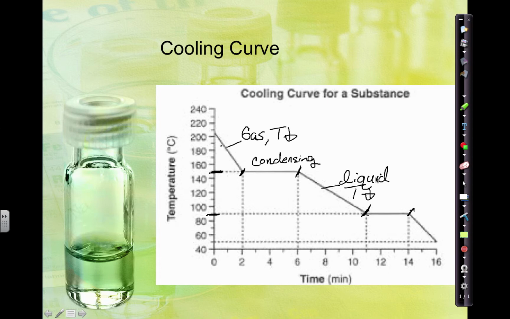So since I'm going from a liquid to the next state down, that would be a solid, I should be freezing at this point. So the freezing point should be 90 degrees Celsius, and it's also going to be the melting point. It just depends on what I'm doing with energy as to what it's going to do. And then at this point, I should have my solid state, and my temperature will be decreasing here.